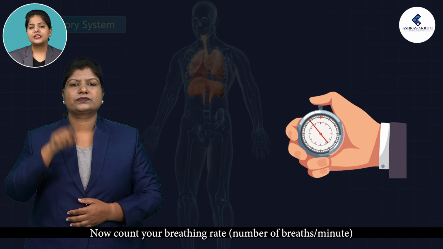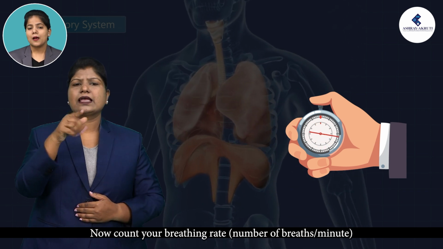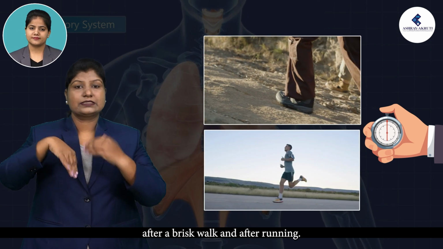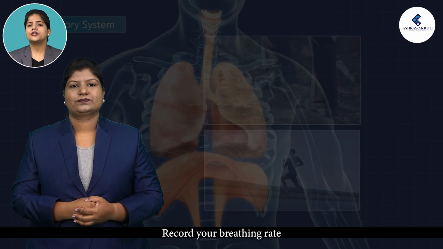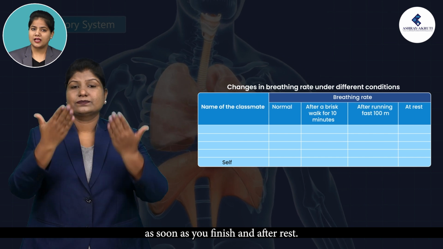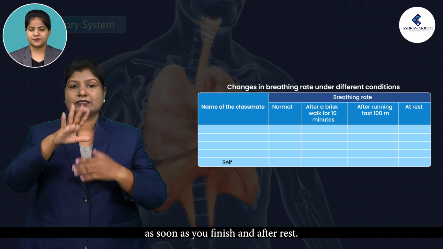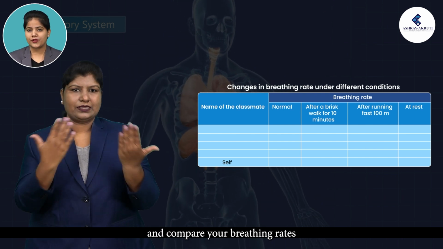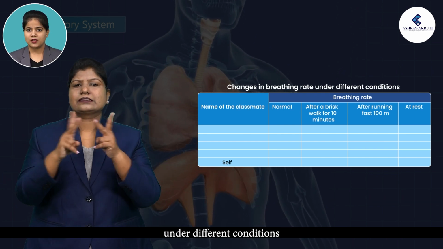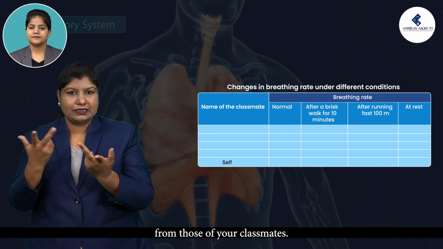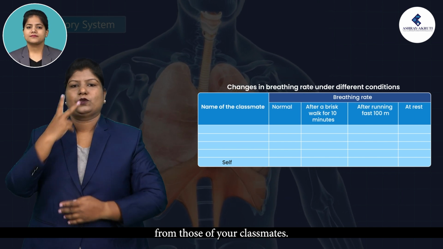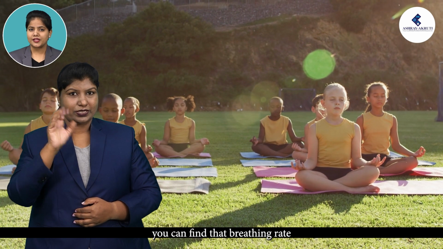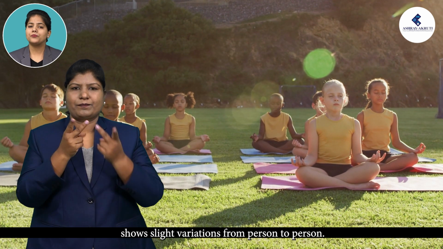Now, count your breathing rate, number of breaths per minute, after a brisk walk and after running. Record your breathing rate as soon as you finish and after rest. Tabulate your findings and compare your breathing rates under different conditions with those of your classmates. Of course, you can find that breathing rate shows slight variations from person to person.